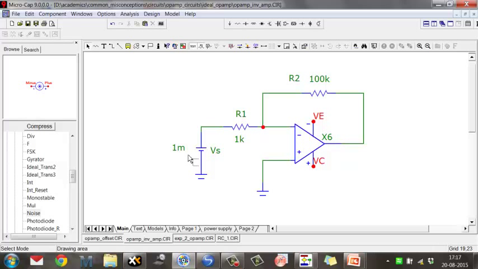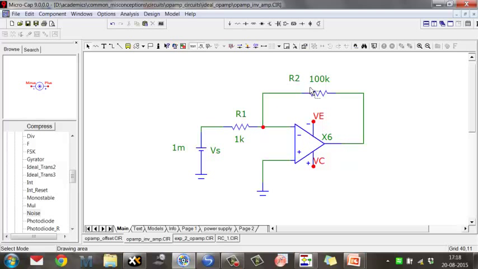So what do you expect? If it were an ideal op-amp, you would have expected 1 millivolt multiplied by 100. So you would expect minus 100 millivolt. Correct? Okay. Now, in light of the experiment that you have done with all the non-idealities, what would you expect?